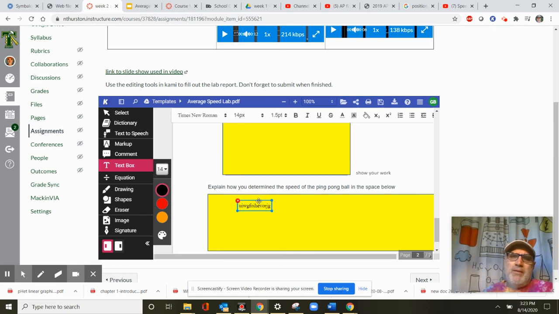Okay. Well, and then don't forget to submit. This is the teacher view. I don't have a submit button. Somewhere around here where the save button is, there's a submit button.